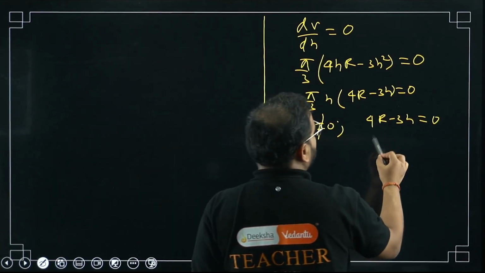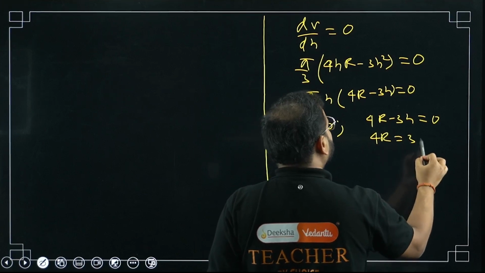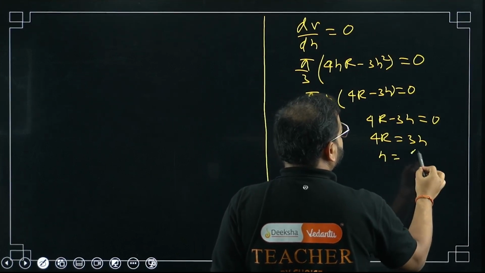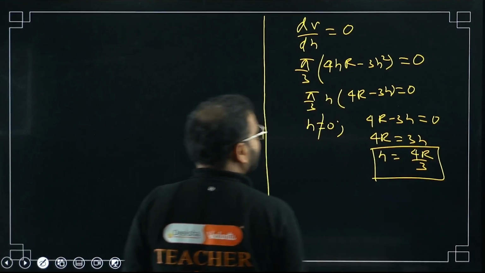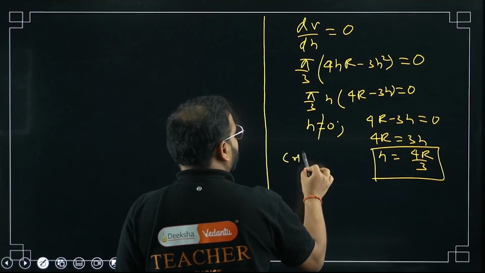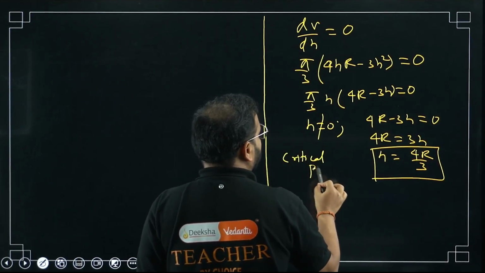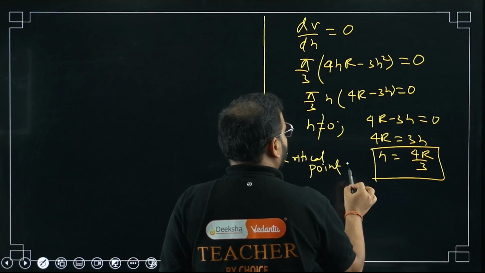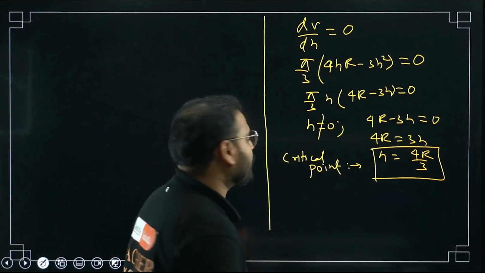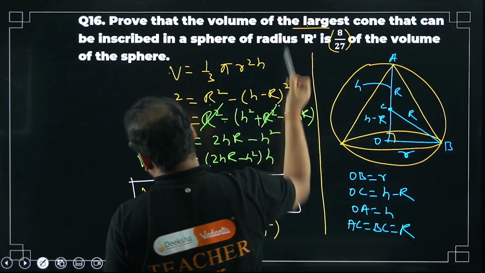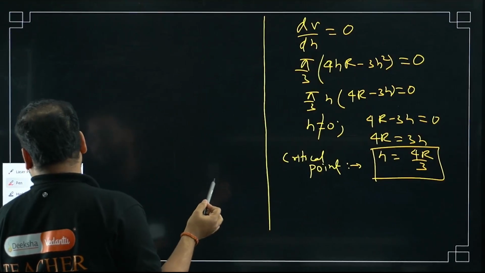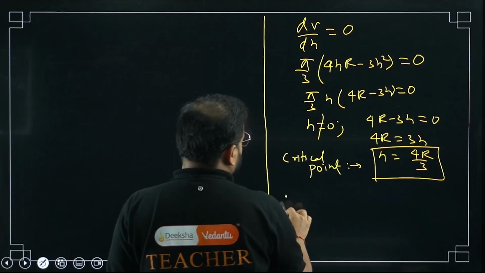Check what I'm getting from here: 4R equals 3h. So h equals 4R by 3. I've got this as my critical point. Over here only we'll check the maxima and minima. We're looking for the largest, so we have to maximize. That means we have to find the second derivative now.